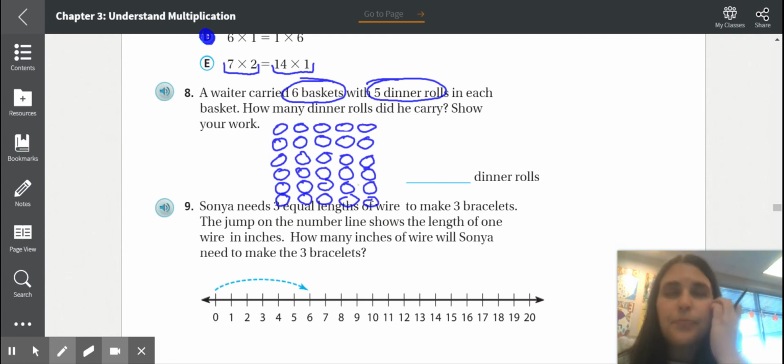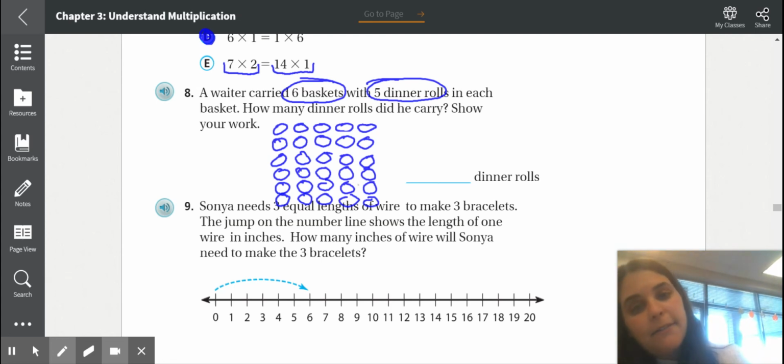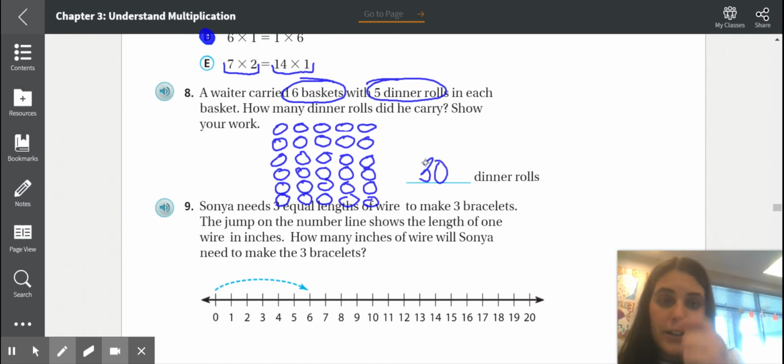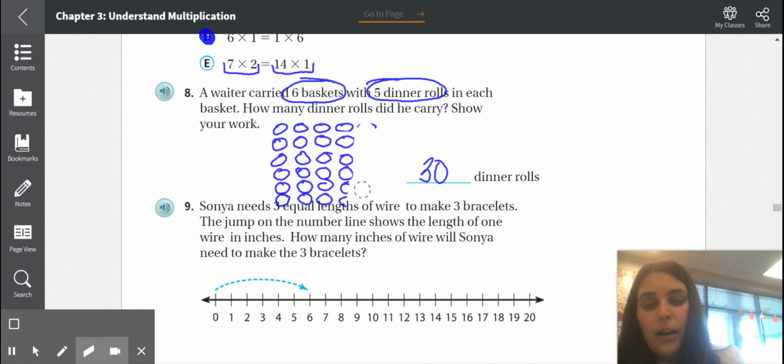Okay, so because we have 5s here, 5, 5, 5, 5, 5, 5, we can count by 5s. So let's count by 5 6 times. 5, 10, 15, 20, 25, 30. All right, so we know that he has 30 dinner rolls. Okay, I'm going to erase.